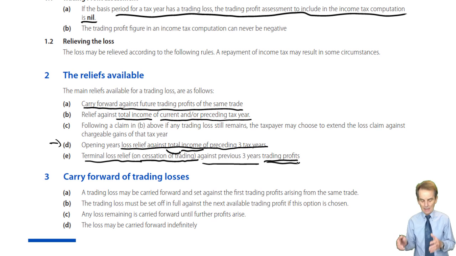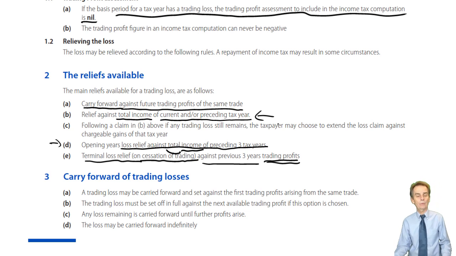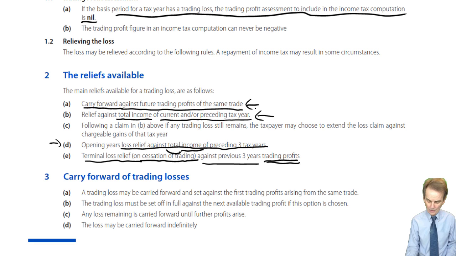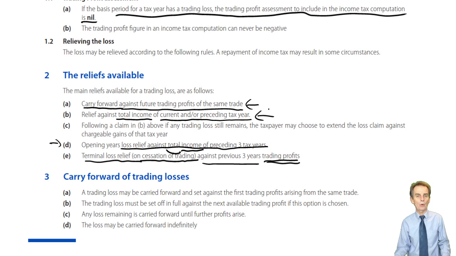So we are seeing, in terms of these reliefs against income, either against total income for an ongoing business from the very first year to indeed the very final tax year, let alone in between, we can set off against the total income of the current tax year and or the preceding tax year. In opening years, we get the ability to go back even further against total income of the preceding 3 tax years. If a loss is to be carried forward, as we firstly saw there, then it will go against the future trading profits of the same trade.